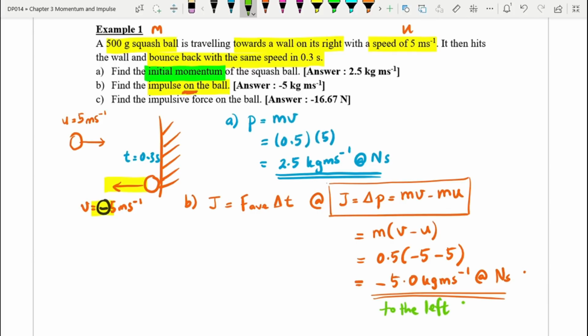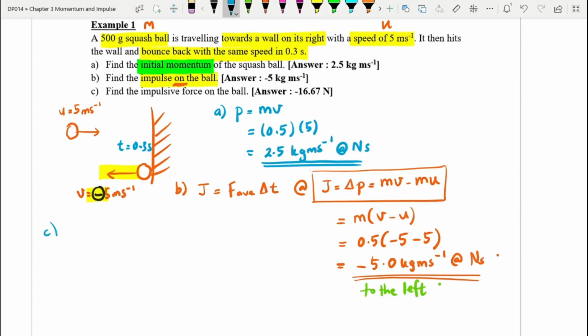Alright, let's look at the last question, C. Calculate or find the impulsive force on the ball. Okay, this asks for impulsive force. So we have another definition of impulse, which is average impulsive force times delta T. We already have the impulse, which is -5 from part B. So we are looking for F average. Delta T is the contact time, which is 0.3.